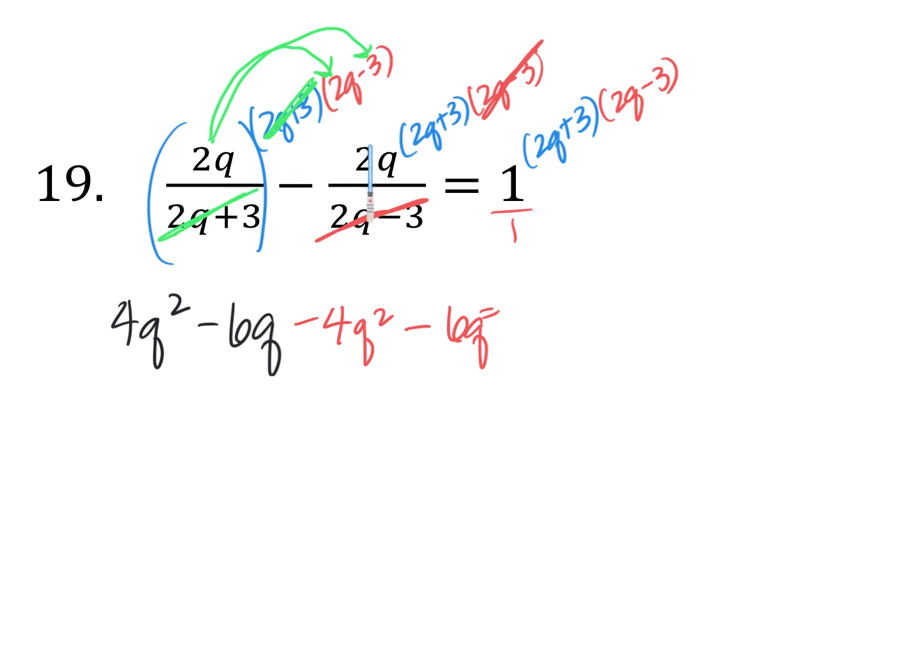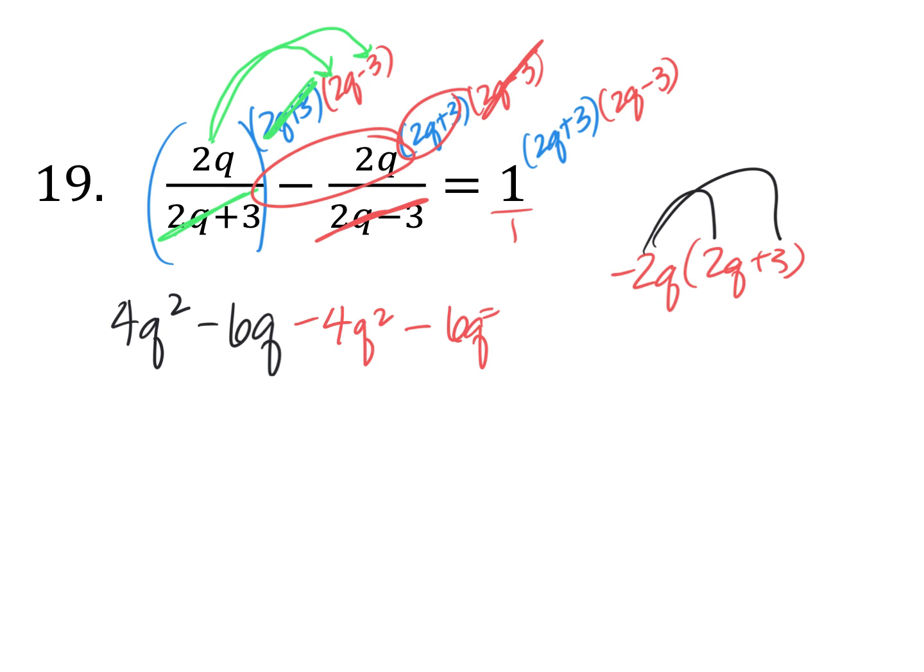Don't forget, this negative 2q is over just 1. So this is really just a minus 2q there. And we're multiplying it by that 2q plus 3. So when we distribute that, boom, boom, we would have that minus. Yeah, that's a very hard thing. We often forget to distribute that minus. You guys, what are we going to have over here?